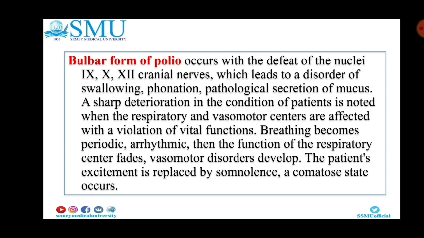Bulbar form of polio occurs with the defeat of the nuclei of the 9th, 10th, and 12th cranial nerves, which leads to a disorder of swallowing, phonation, and pathological secretion of mucus. A sharp deterioration in the condition of the patient is noted when the respiratory and vasomotor centers are affected with a violation of vital functions. Breathing becomes periodic and arrhythmic, then the function of the respiratory centers varies, and vasomotor disorders develop. The patient's excitement is replaced by somnolence, and a comatose state occurs.